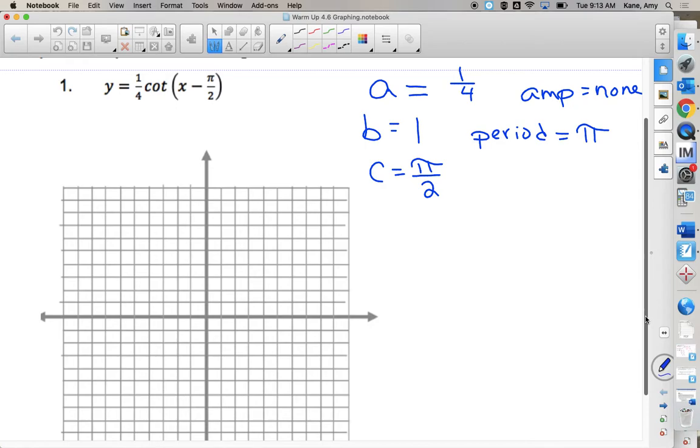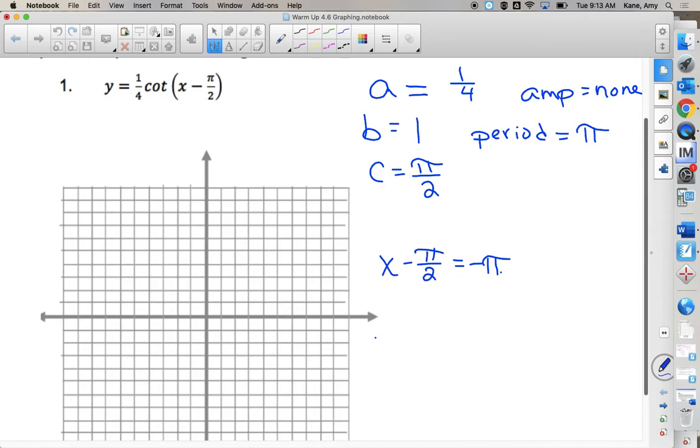In this case, it's x minus pi over 2. And you're going to set that equal to where one asymptote typically is for cotangent. Does anybody know where an asymptote usually is for a cotangent graph? Dylan? Negative pi. So this is where a typical asymptote is. We're going to see how the pi over 2, the C value, affects that.